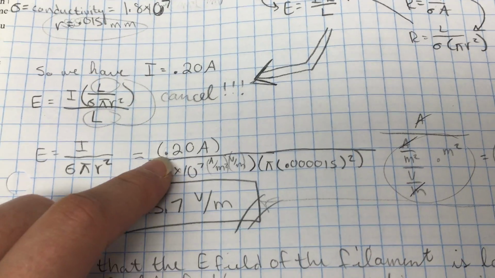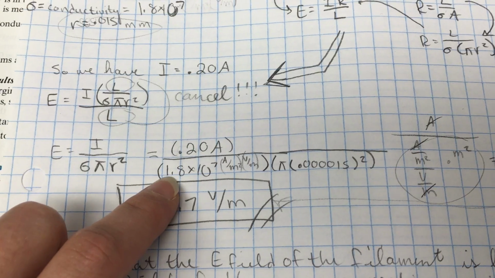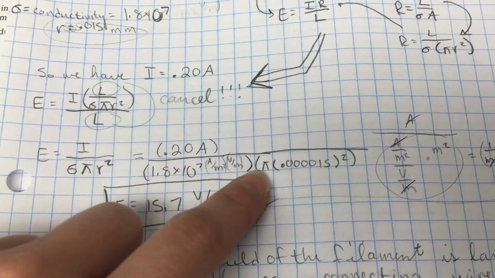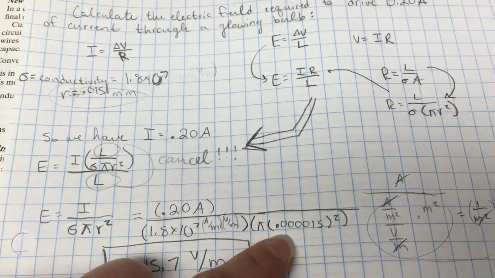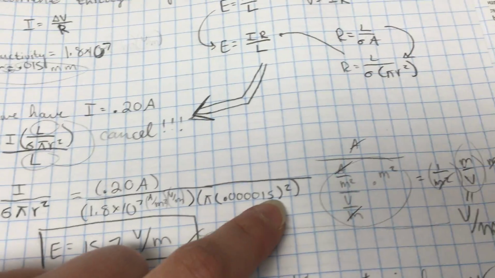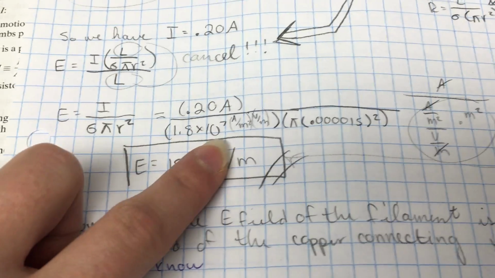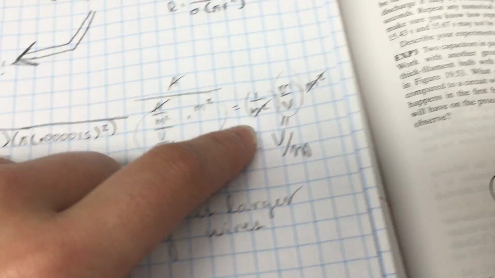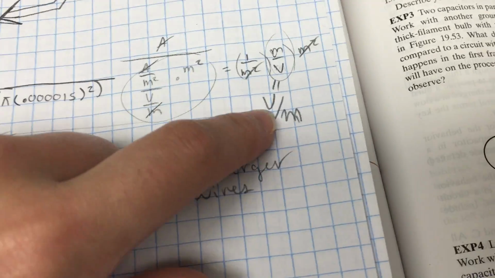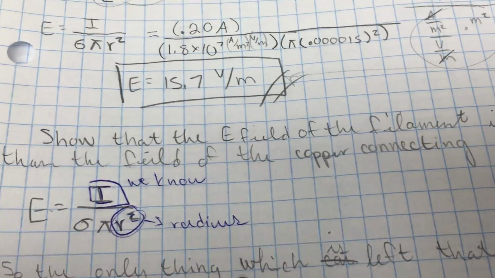I then plug in my values, which is 0.2 amps over 1.8 times 10 to the 7th times pi r squared. They gave me r in millimeters, so I had to convert that to meters. I get 15.7 volts per meter. When checking my units, it all cancels out and gives me volts per meter, so that's right.